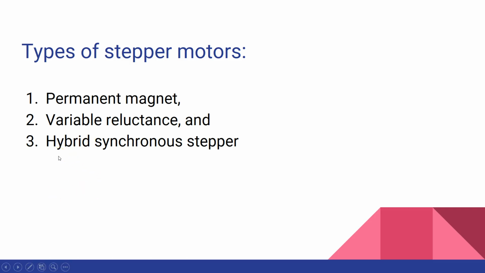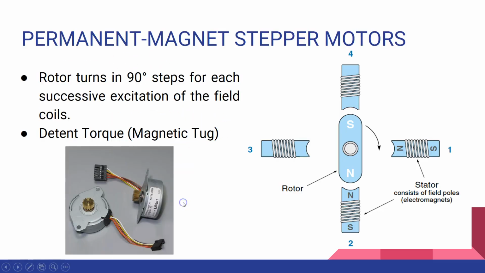And then the third is the hybrid synchronous stepper motor, and as its name suggests, it is a hybrid stepper motor, which means it utilizes a combination of the permanent magnet stepper motor and the variable reluctance stepper motor techniques to achieve maximum power in a small package size. So we're going to see all these stepper motors in detail. Let's first start with the permanent magnet stepper motor.